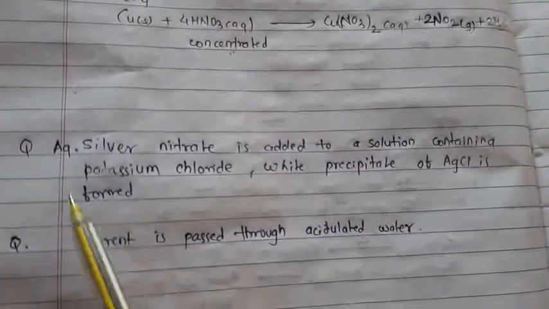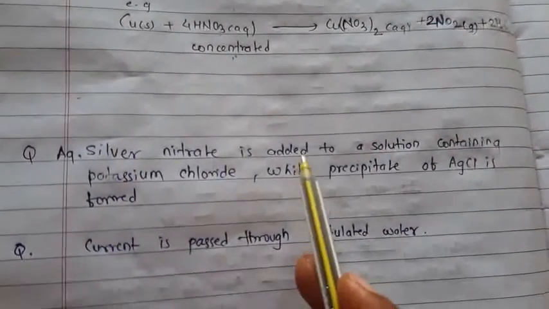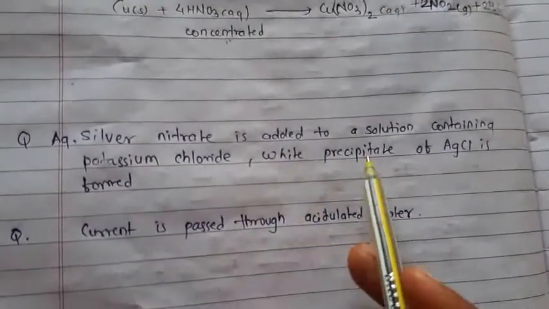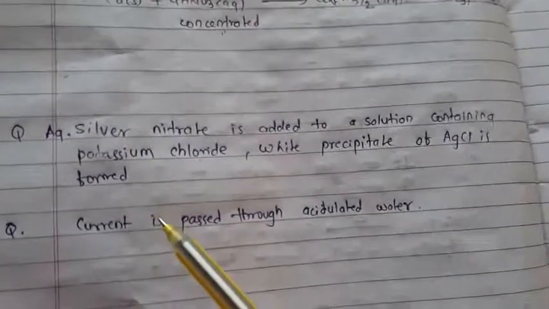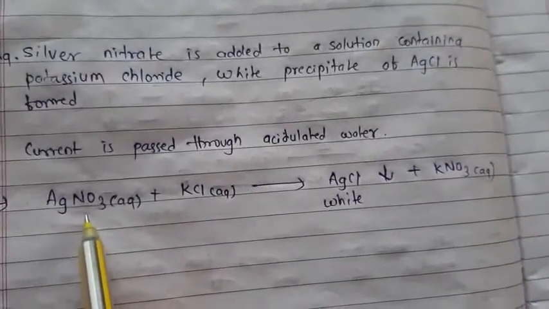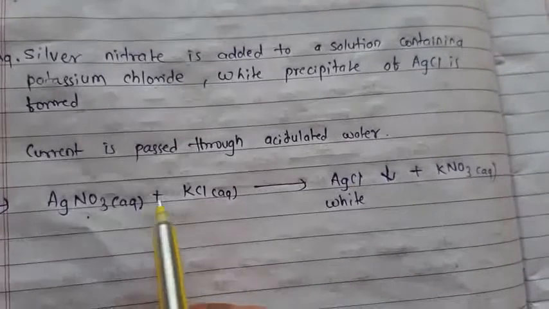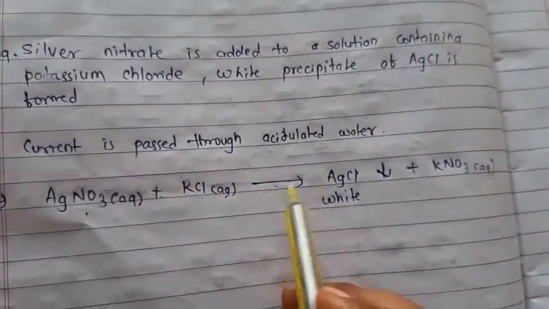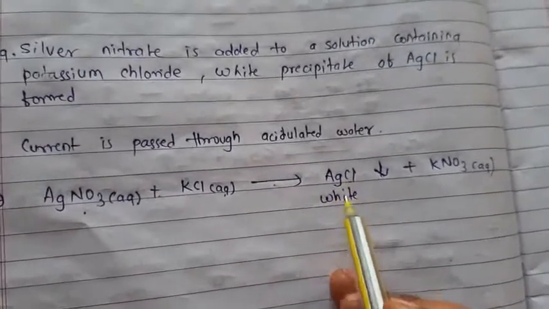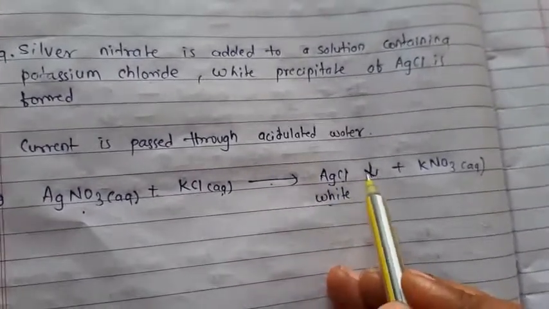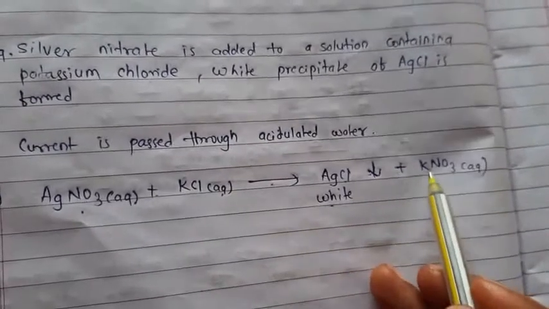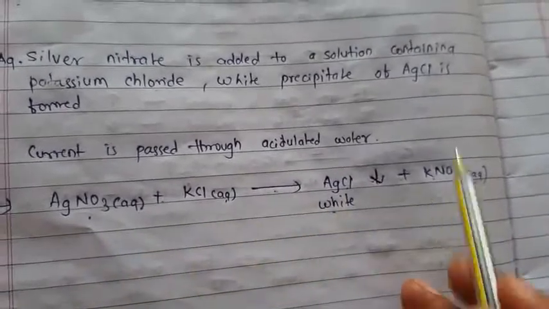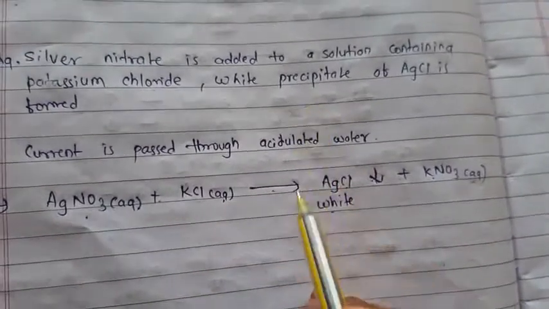First question is, silver nitrate is added to solution containing potassium chloride. White precipitate of AgCl is formed. So reaction will be like this: AgNO3 solution, so it's aqueous state, plus KCl is in solution state, so aqueous, gives silver chloride, which is white in color and that is precipitate, so downward arrow, plus KNO3 solution, so aqueous. So this will be the chemical reaction for this.